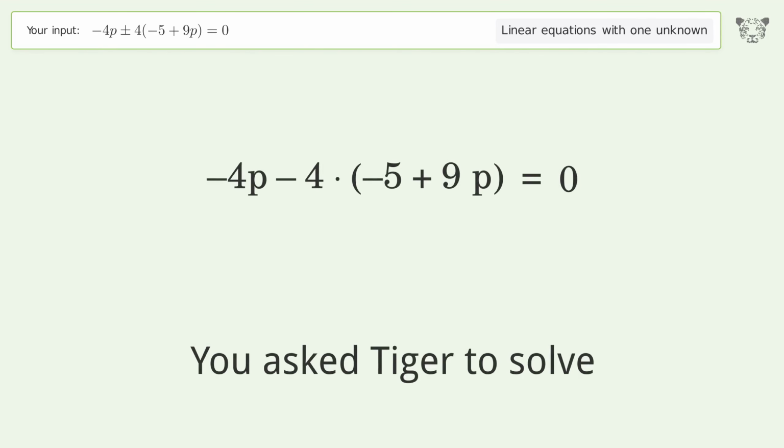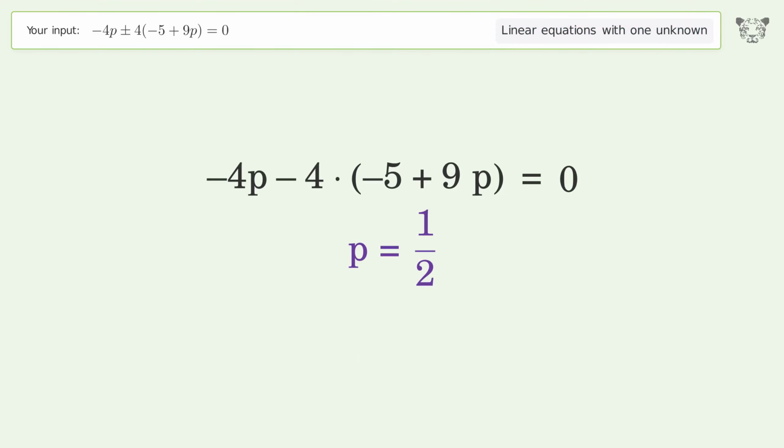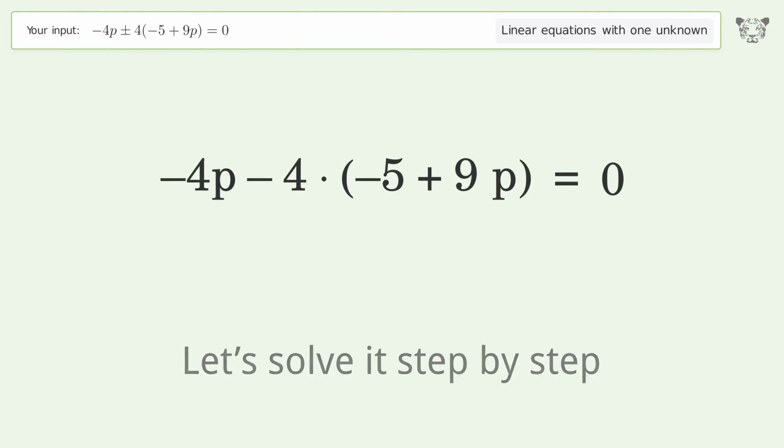You ask Tiger to solve. This deals with linear equations with one unknown. The final result is p equals 1 over 2. Let's solve it step by step.